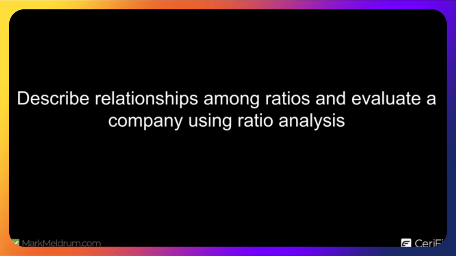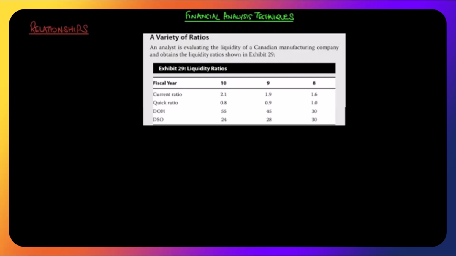The good news is we now start using them. Describe relationships among ratios and evaluate a company using ratio analysis. Nothing more to learn here, just analysis, until we get to DuPont, which is kind of new, but it's just using ratios we already know about. But let's look at relationships. Here we go. A variety of ratios.